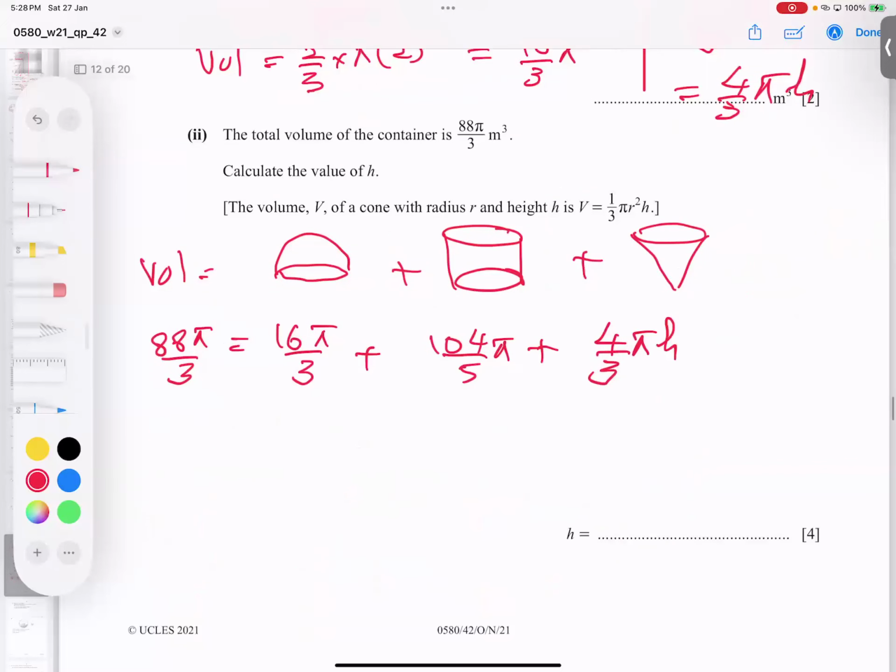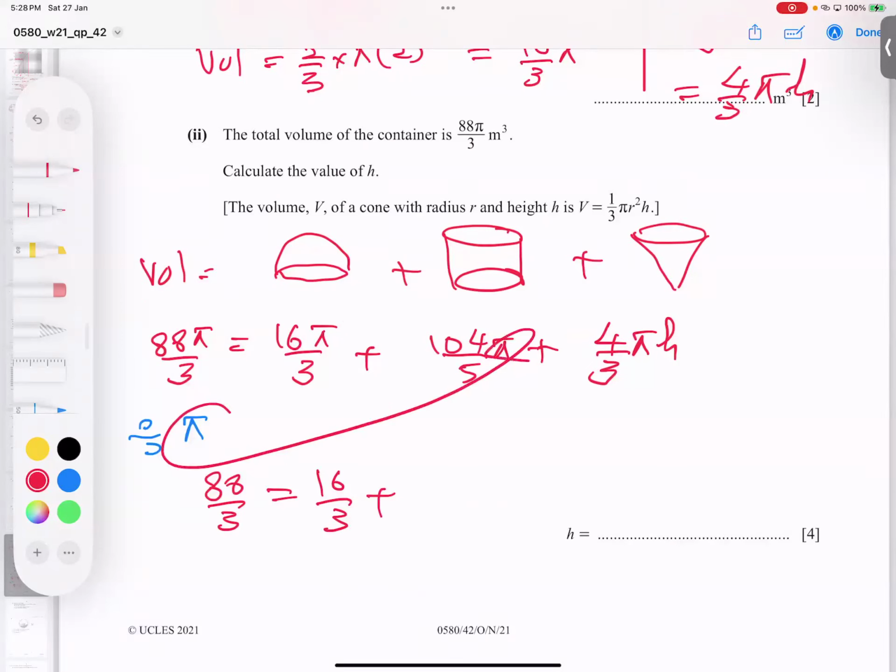Now my target is to make h the subject. How to get it? Can you see, students? Pi. To make the question easy, divide the whole equation by pi. So this pi cancels out. I will get 88/3. This step is not compulsory. If pi cancels, I get 16/3. Pi cancels, I get 104/5. And pi cancels, I get 4/3 h.